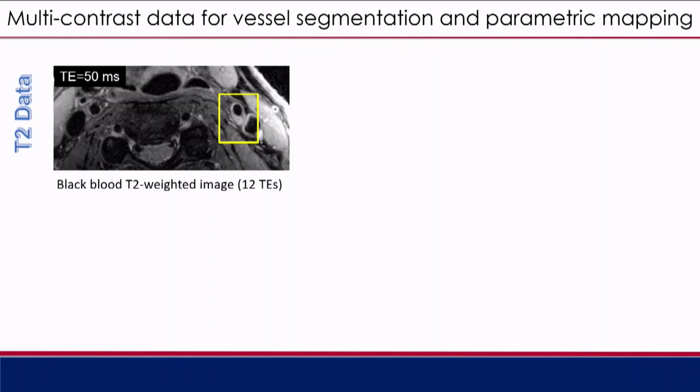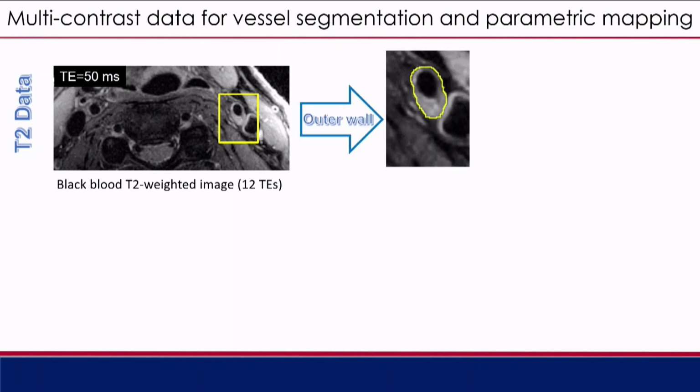So another good thing of multi-contrast data, obtaining these parametric sequences, is for vessel segmentation. That's another topic that was brought up before. So for instance, here from the T2 data, this is from our data, our black blood images have a very nice anatomic delineation of the plaque. So that helps us define the outer wall, whether we want to do it manually or use it with a segmentation algorithm.